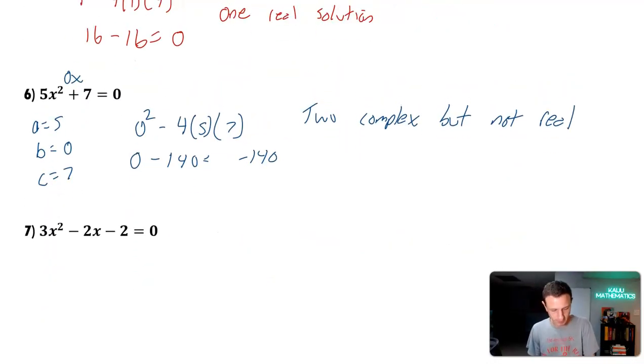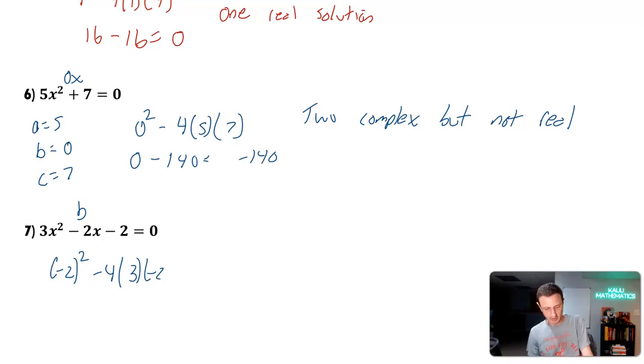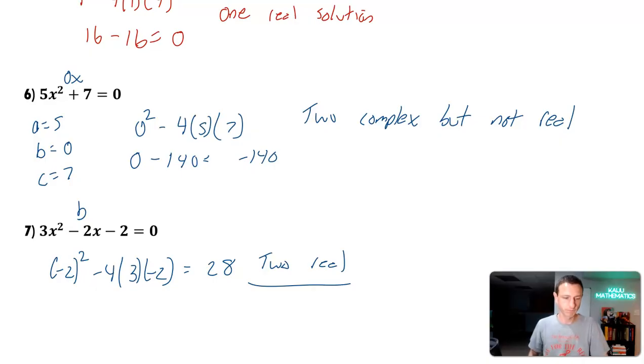And last one, 3x squared minus 2x minus 2. So b squared, negative 2 squared, be careful here. b is negative 2, so it's negative 2 times negative 2 for the b squared, minus 4 times a times c. I'm just going to go to my calculator. Negative 2 squared minus 4 times 3 times negative 2. Make sure you're doing negative 2 times negative 2; put it in parentheses in your calculator. That's going to give you a positive 28. So positive, two real solutions. The discriminant is pretty useful.